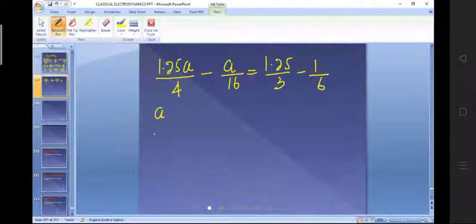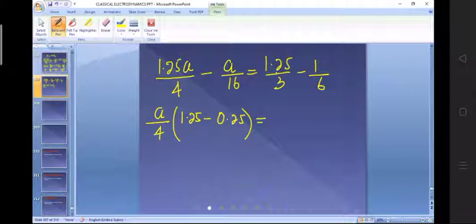This here A by 4. First of all, I'll take this A by 4 common. Okay. तो यहाँ क्या बचेगा बेटा? यहाँ बचेगा 1.25 minus this here 1 by 4. And 1 by 4 is obviously equal to 0.25. 1 by 4 is 0.25. ठीक है ना बेटा? Then here it is 1.25 divided by 3. So what will that be equal to?